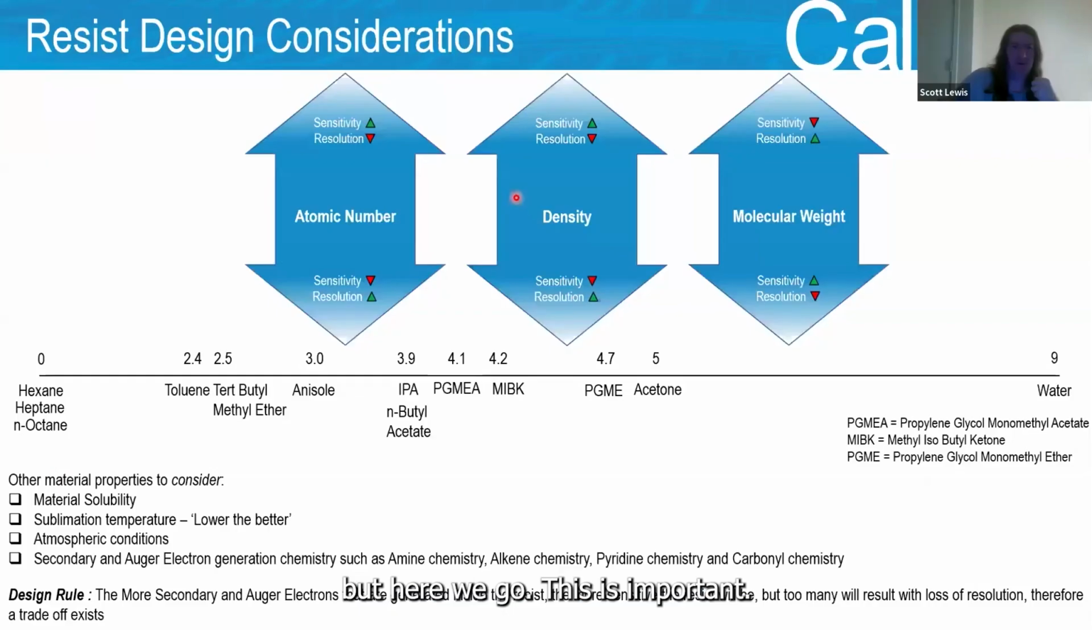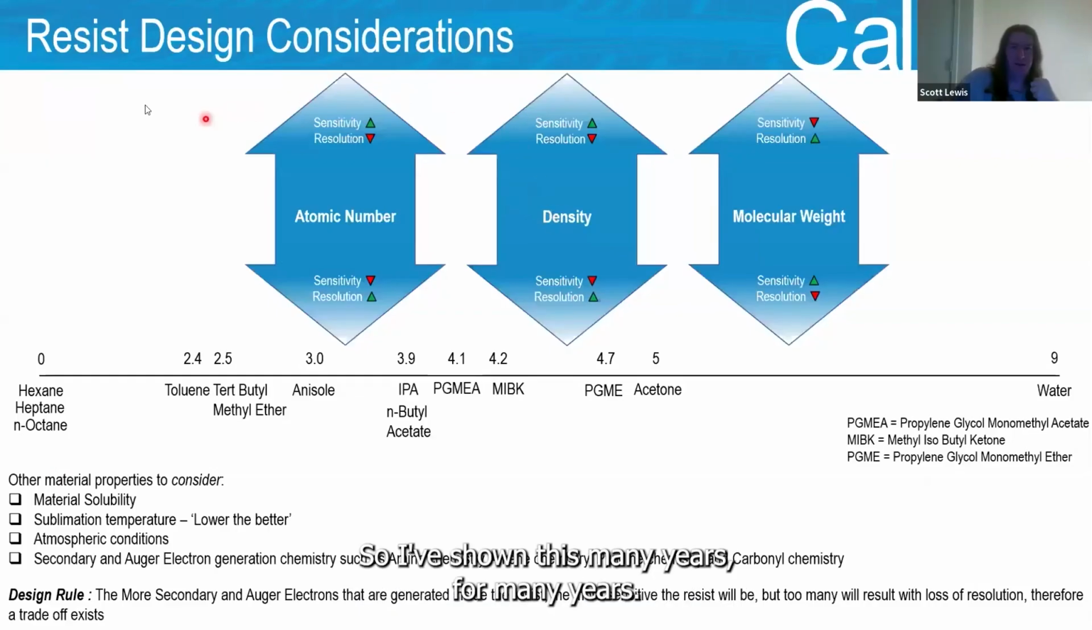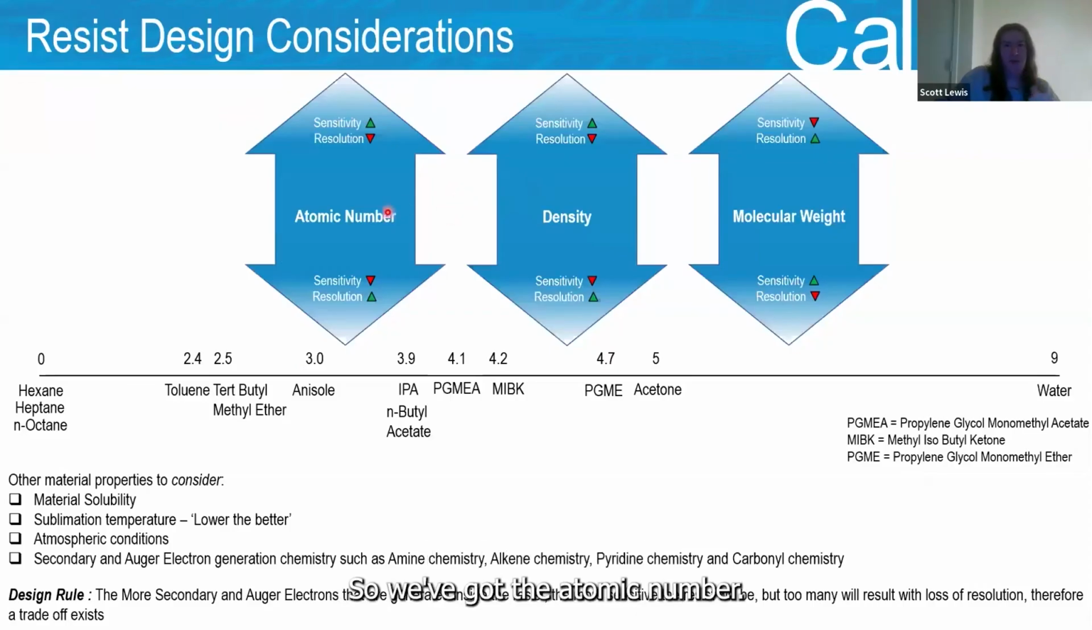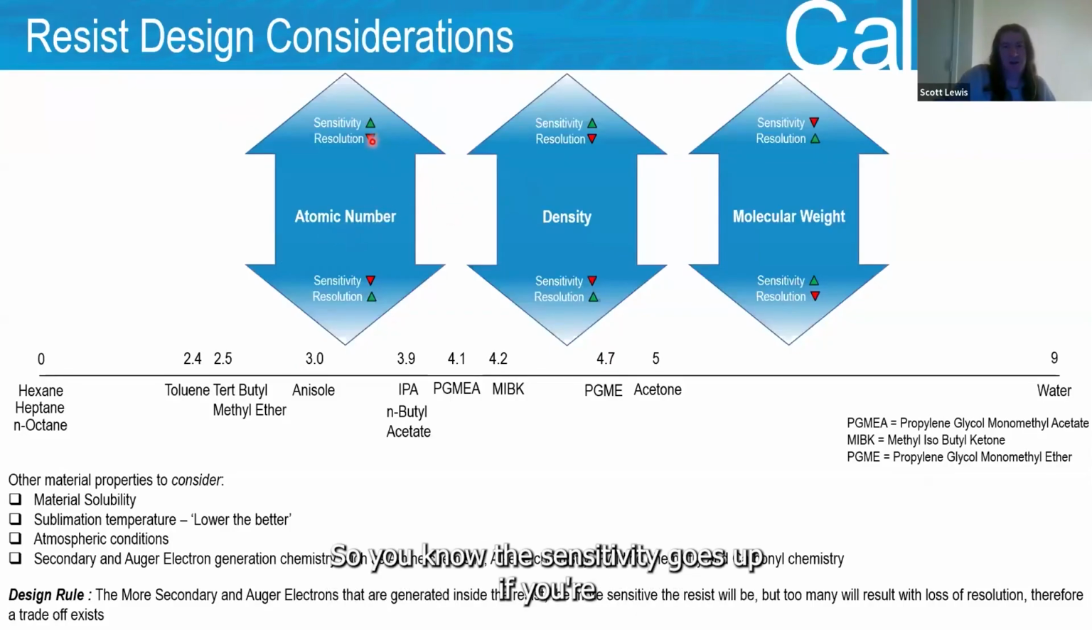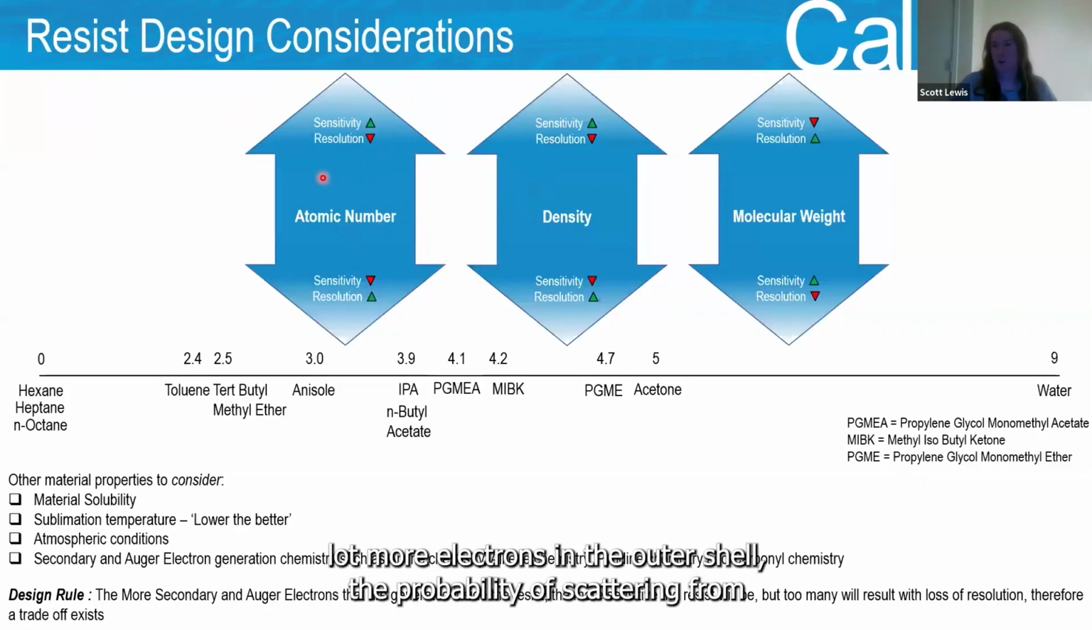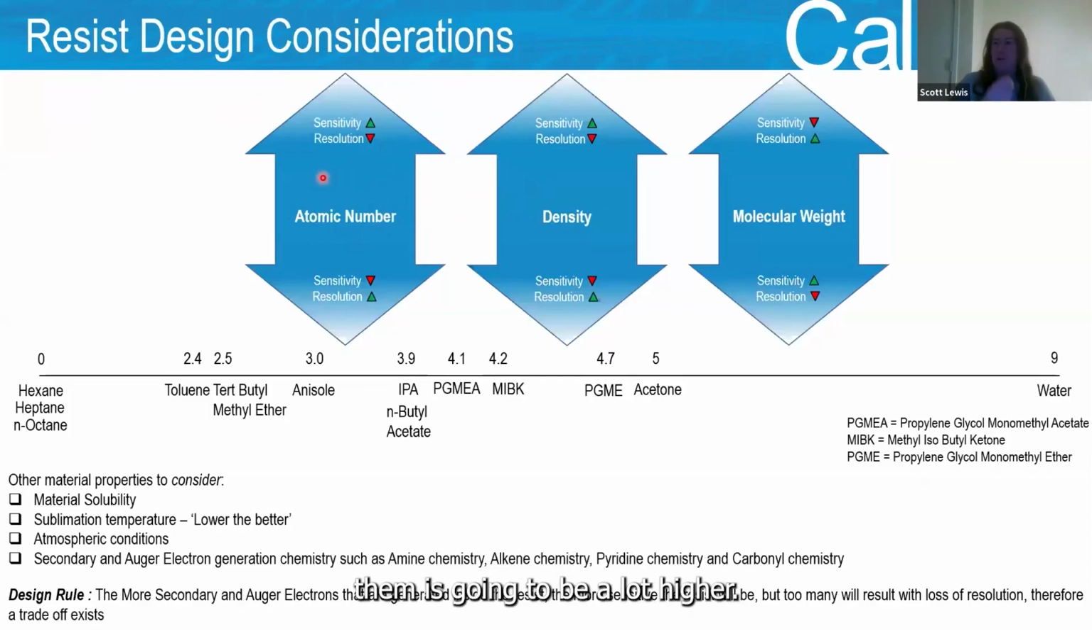All right, here we go. This is important. I've shown this for many years. These are the knobs, or the parameters, that I play with. So we've got the atomic number, and you've seen the effect of this now. The sensitivity goes up if your atomic number is increased. Let's say gold: because you've got a lot more electrons in the outer shell, the probability of scattering from them is going to be a lot higher.